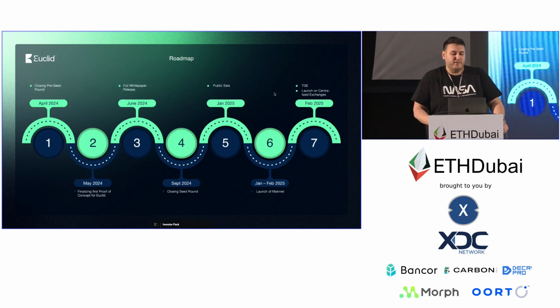Our roadmap is pretty simple. It's changed a bit now, but that's the old version. Basically, we're closing our pre-seed right now, and by summer we're aiming to go to testnet, and hopefully by Q4 2024 we'll be able to deploy on mainnet. We're closing our seed round after we launch on testnet.